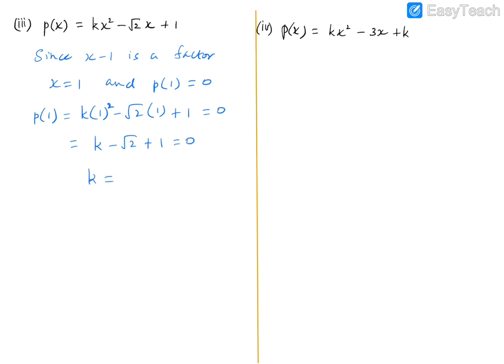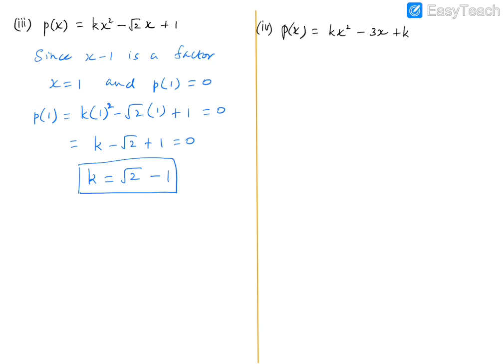So that will give us k to be equal to, take all the other terms to the other side. So minus root 2, when it goes to the other side, it becomes plus root 2. And plus 1, when it goes to the other side, becomes minus 1. So k is equal to square root of 2 minus 1. Okay, so that's the value of k that we get here. Again, the idea is we are given that x minus 1 is a factor, so therefore the remainder must be 0. So p of 1 equals 0. So we just put p of 1 equals 0 and solve for k, and we obtain the value of k.